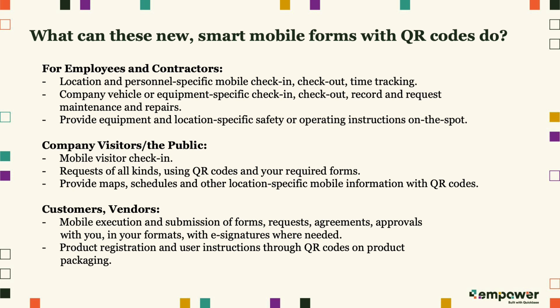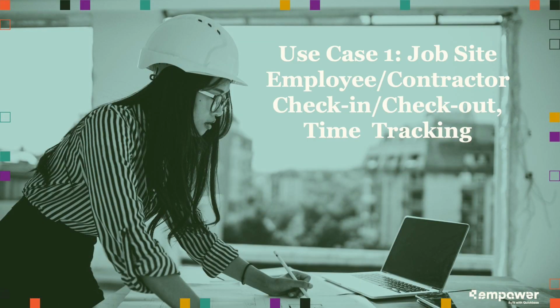Provide maps, schedules, and other location-specific mobile information with QR codes to them anywhere they are. And for customers and vendors, you might have mobile execution and submission of the forms, requests, agreements, approvals with you in your formats with e-signatures where needed. You might even do product registration forms and user instructions through QR codes on product packaging. So in our use case number 1, job site employee, contractor, check-in, check-out, and time tracking. Let's see how this might work.